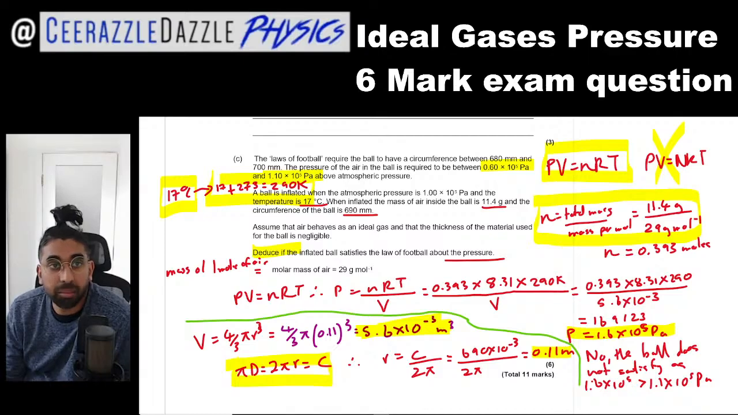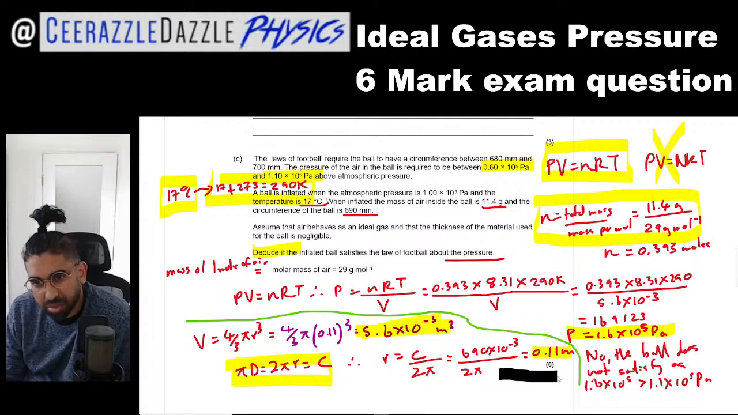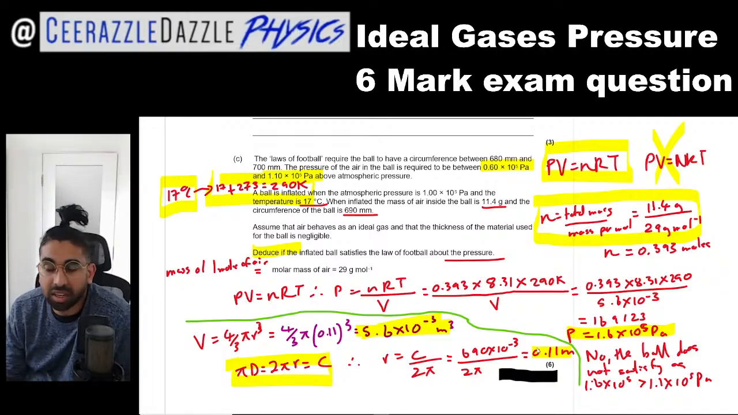So this is a 6 marker, and I know it says 11 marks at the bottom, but that was because there were 2 easy questions at the start. But I wanted to look at this calculation because it's in the calculations which loads of kids get stuck.